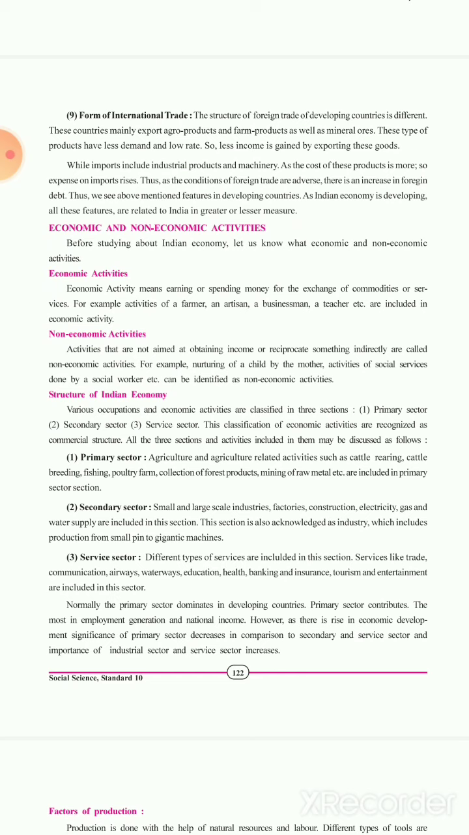The ninth point, forms of international trade. The structure of the foreign trade of developing countries is different. Developing countries mainly export agro products and farm products as well as mineral ore, and these types of products have less demand as well as low rate, and so the income generated by exporting these also is less.